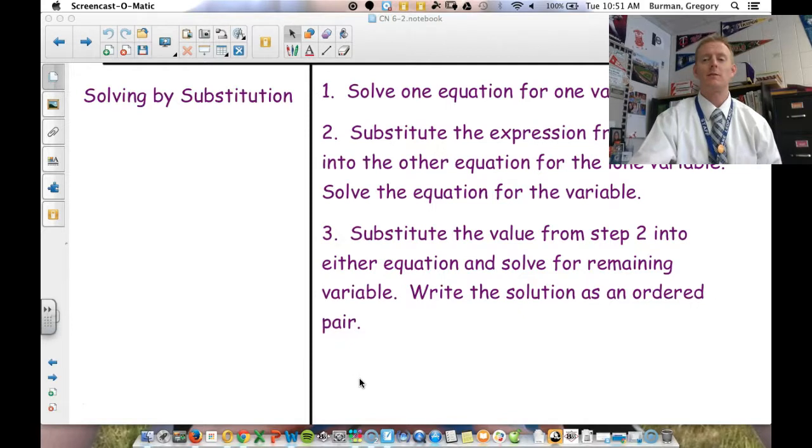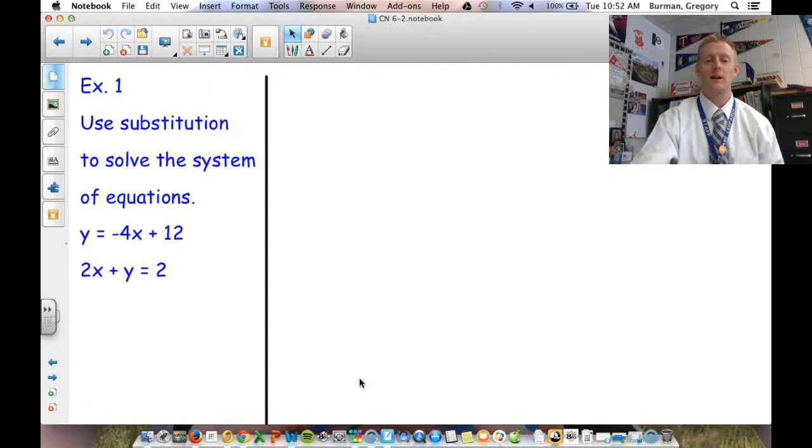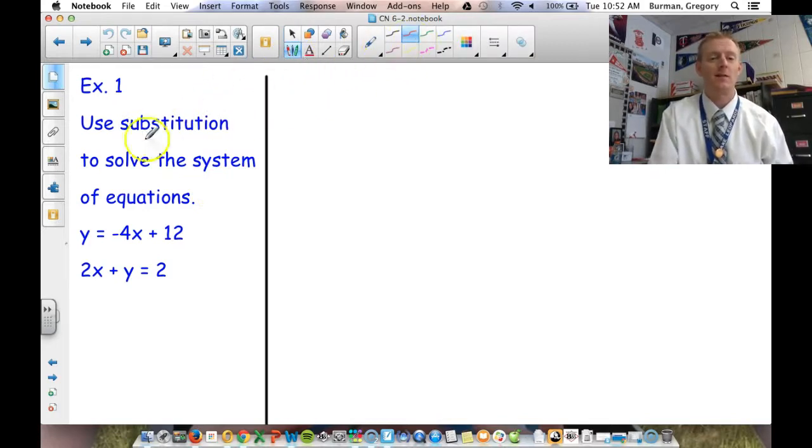Make sure you write down those steps. That'd be a good thing for you to have, as it's a process for you to solve using substitution. So let's get started. We'll show you the first examples of how we do this kind of thinking. Example number one, make sure you get this written down with myself. You guys told me not to use the phrase jot anymore, so there I am not using it.